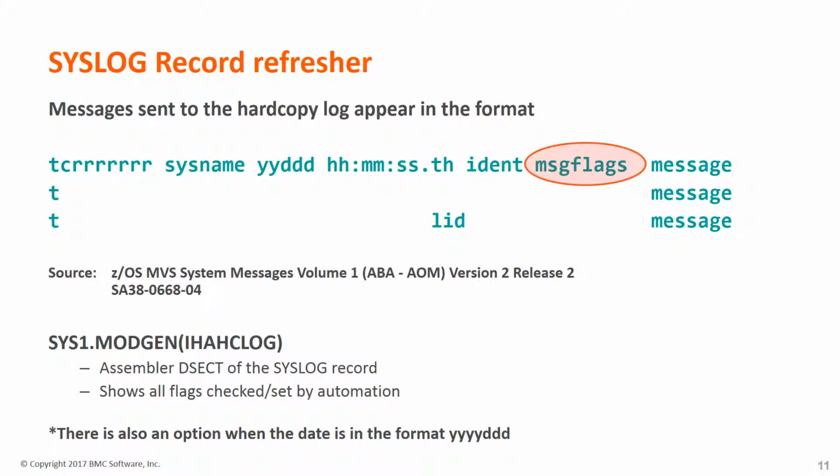This slide shows the format of a typical SYSLOG record. I'm just going to briefly go over these fields in the succeeding slides and talk about them at a high level. Now, if you want to see how all the fields are mapped out in the SYSLOG records, including the flags, you can look in the SYS1.MODGEN library and find the DSECT in there for the SYSLOG records.